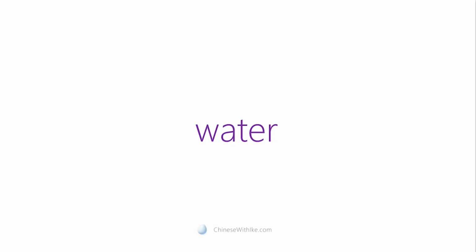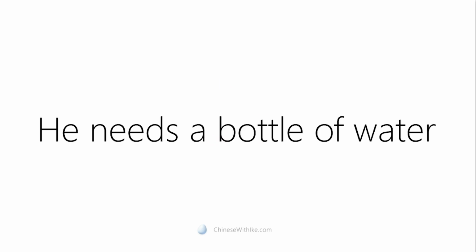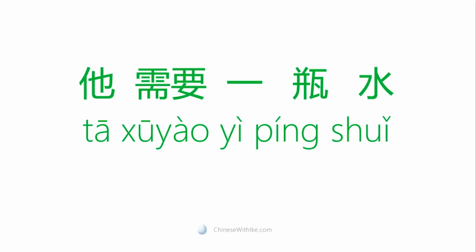In mini course 1, we learned how to say to drink. In Chinese, actually, we say drink water. So how to say water, do you remember? 水, 水. Now try this. He needs a bottle of water. 他需要一瓶水. 他需要一瓶水.